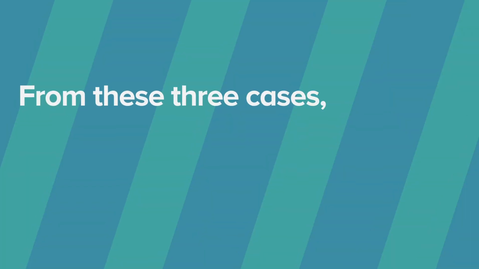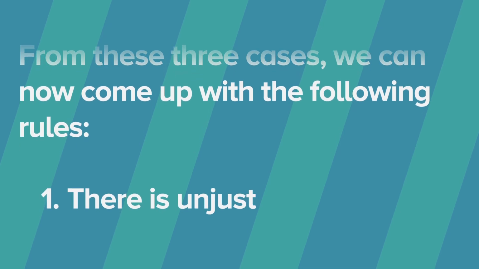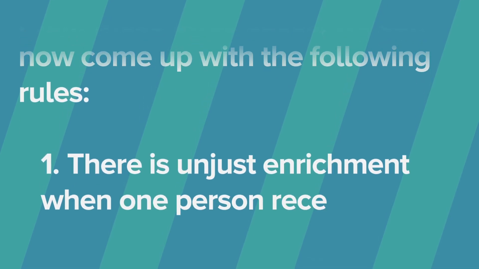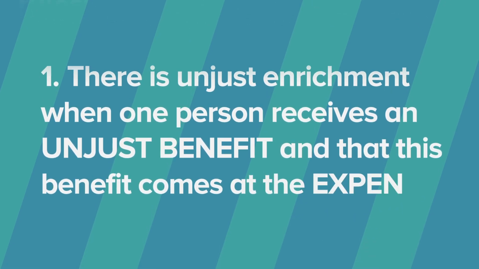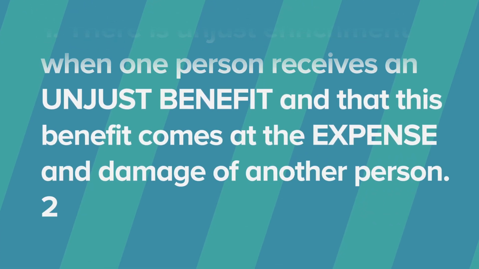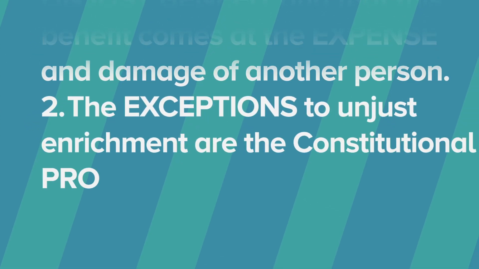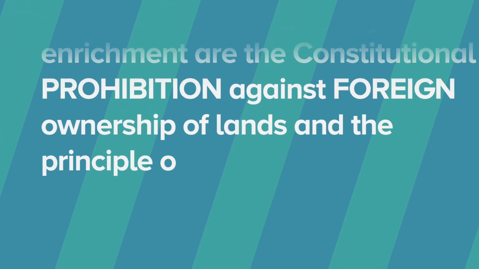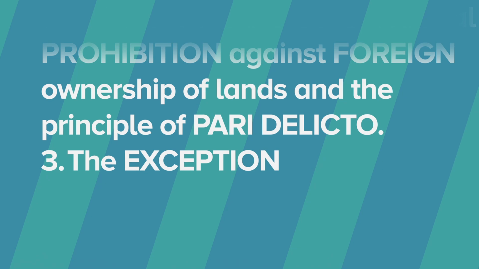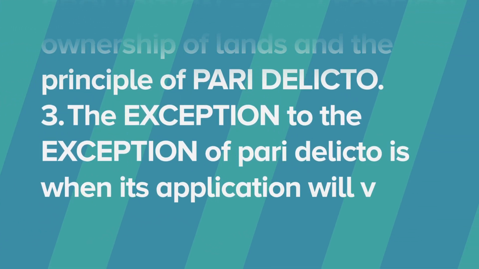From these three cases, we can now come up with the following rules. Number 1, there is unjust enrichment when one person receives an unjust benefit and that this benefit comes at the expense and damage of another person. 2, the exceptions to unjust enrichment are the constitutional prohibition against foreign ownership of lands and the principle of pari delicto. 3, the exception to the exception of pari delicto is when its application will violate public policy.